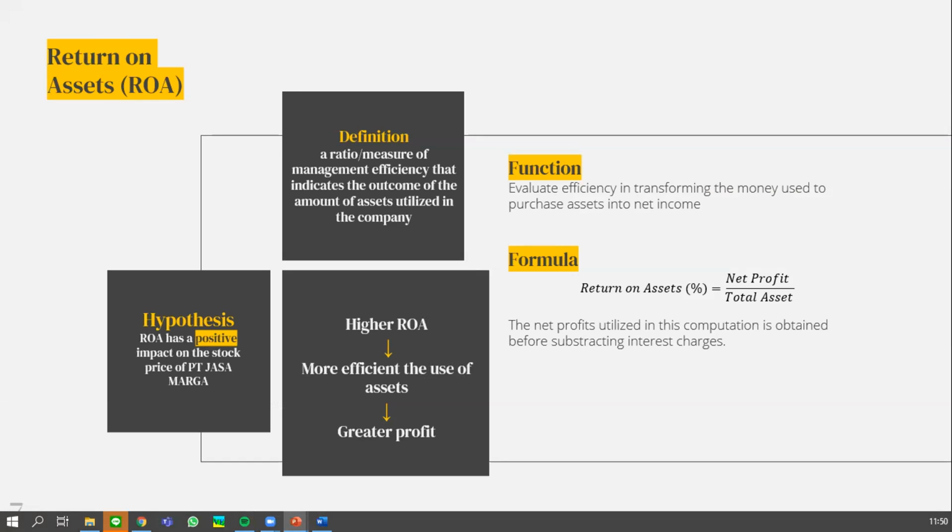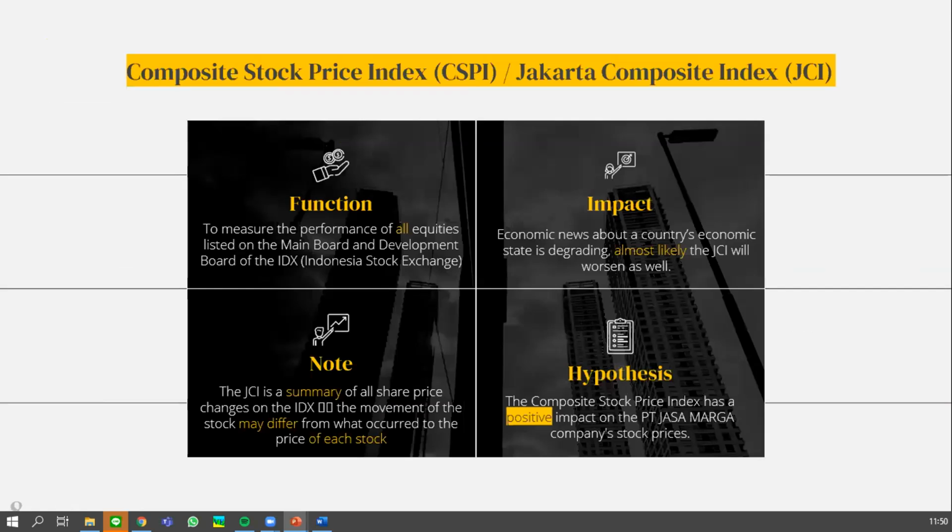Because interest is a return to the creditors on the resources they provide to the company, the net profit utilized in this computation is obtained before subtracting interest charges. The higher the ROA is, the more effective the use of the firm assets, or in other words, greater profits can be created with the same amount of assets and vice versa. Then, the next hypothesis of this study is the return on assets has a positive impact on the stock price of PT Jasa Marga.